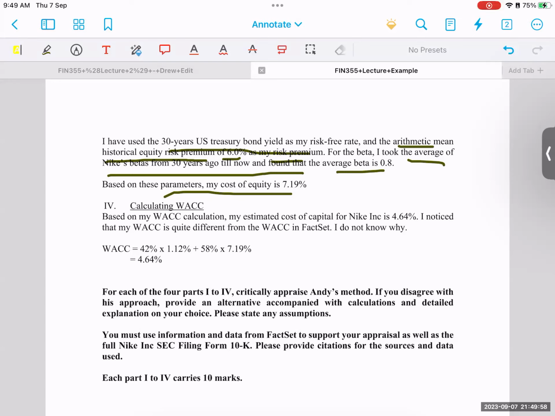Then he took the beta from 30 years ago also. I think you should use 10 years or so instead of 30 years. Yeah, correct. Okay, very good, thank you. So I see someone also mentioned the 30 years versus 10 years. I guess you all caught that.